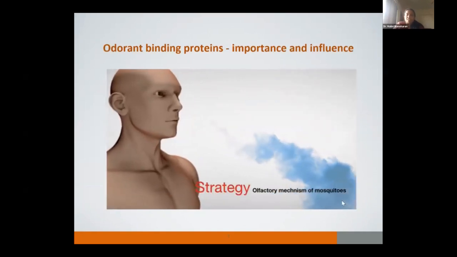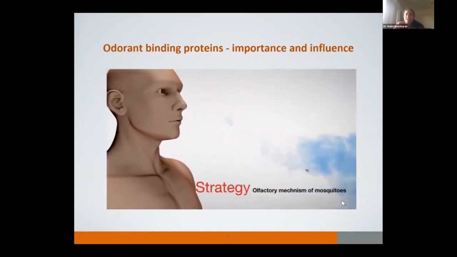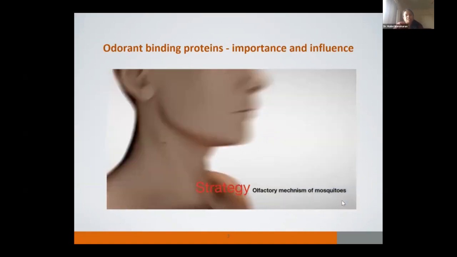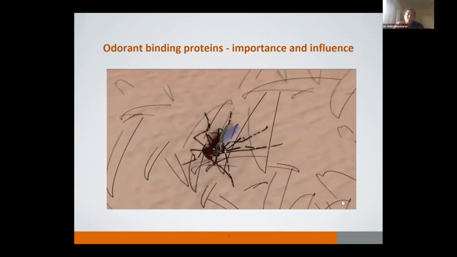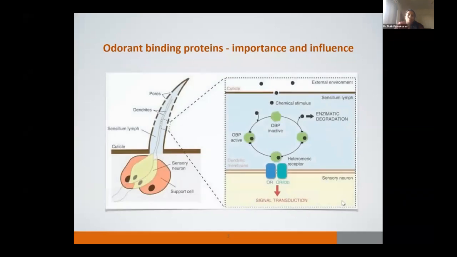Our strategy at that point of time was to look at the olfactory mechanism of mosquitoes. As you can see in this animation, what attracts mosquitoes to humans is the odorant present on human skin. We wanted to understand how exactly this works in a mosquito. To give you a sense of how it works, they have a sensory neuron, and there are dendrites, of course, and then there is something called the sensillum lymph. If you take a closer look at the sensillum lymph, you will find it has a set of proteins called odorant binding proteins.